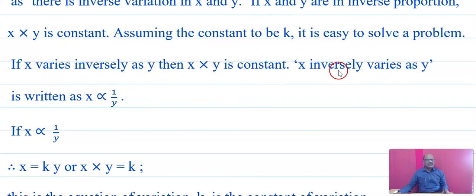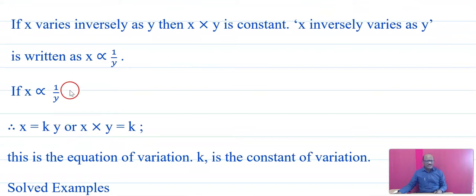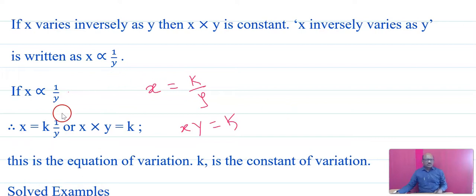x inversely varies as y is written as x is inversely proportional to y. This is the statement and it can be written as x is equal to k upon y, and therefore we get x into y is equal to k. Now this is the correct one.